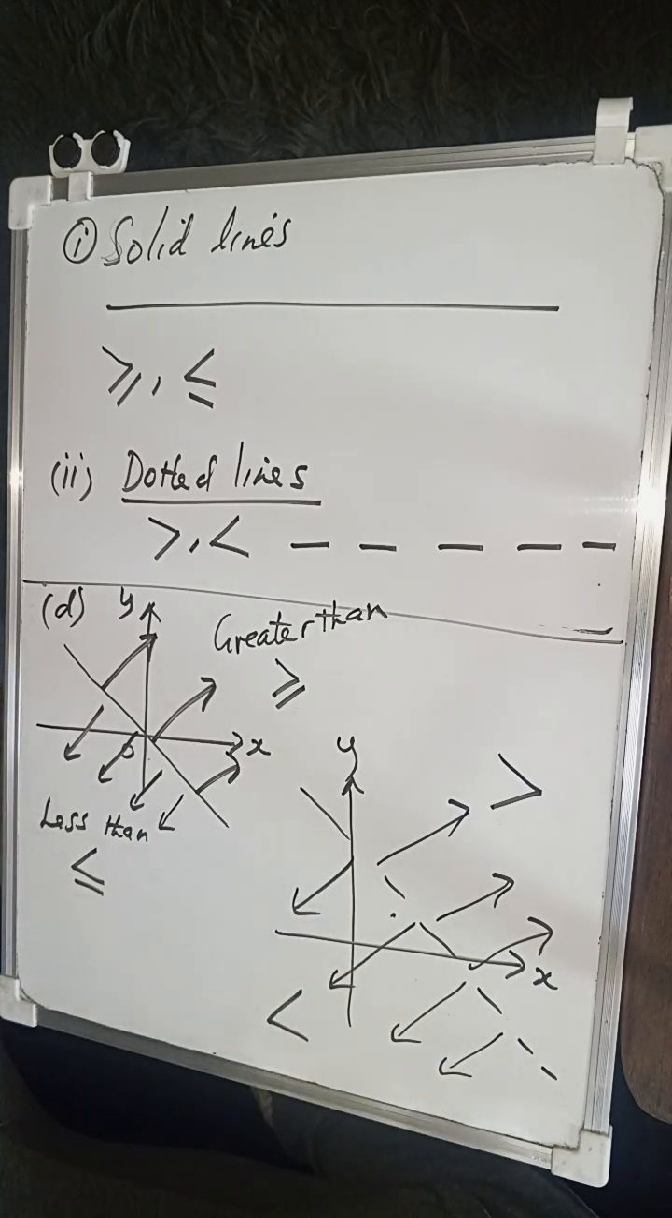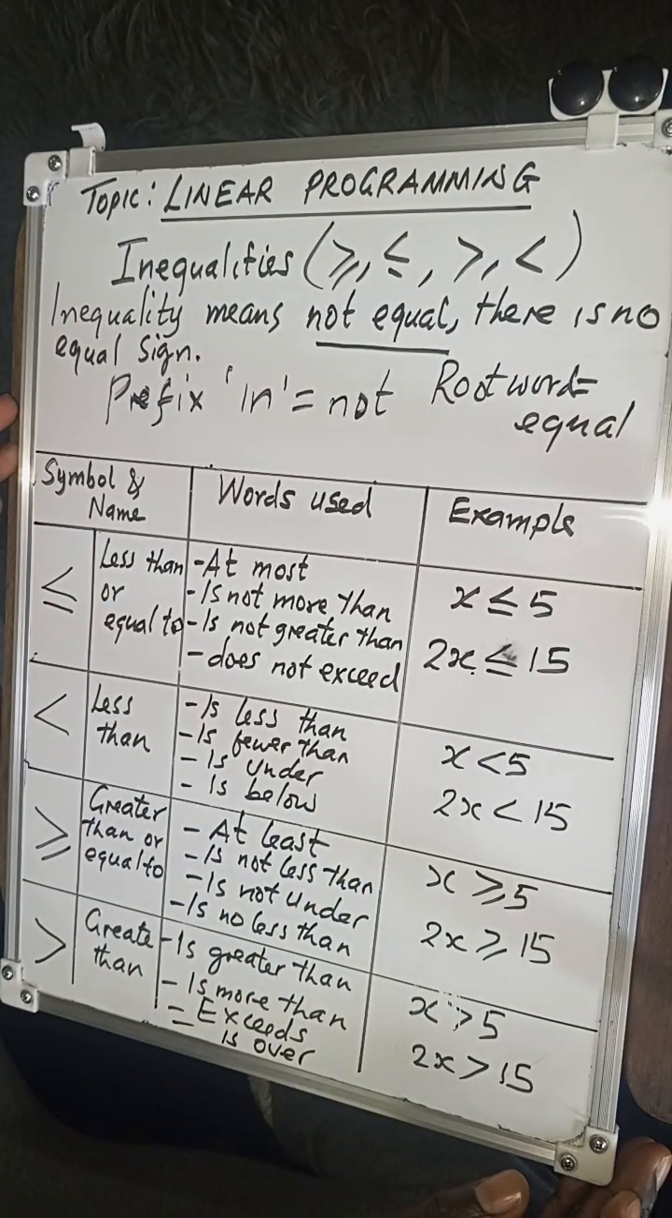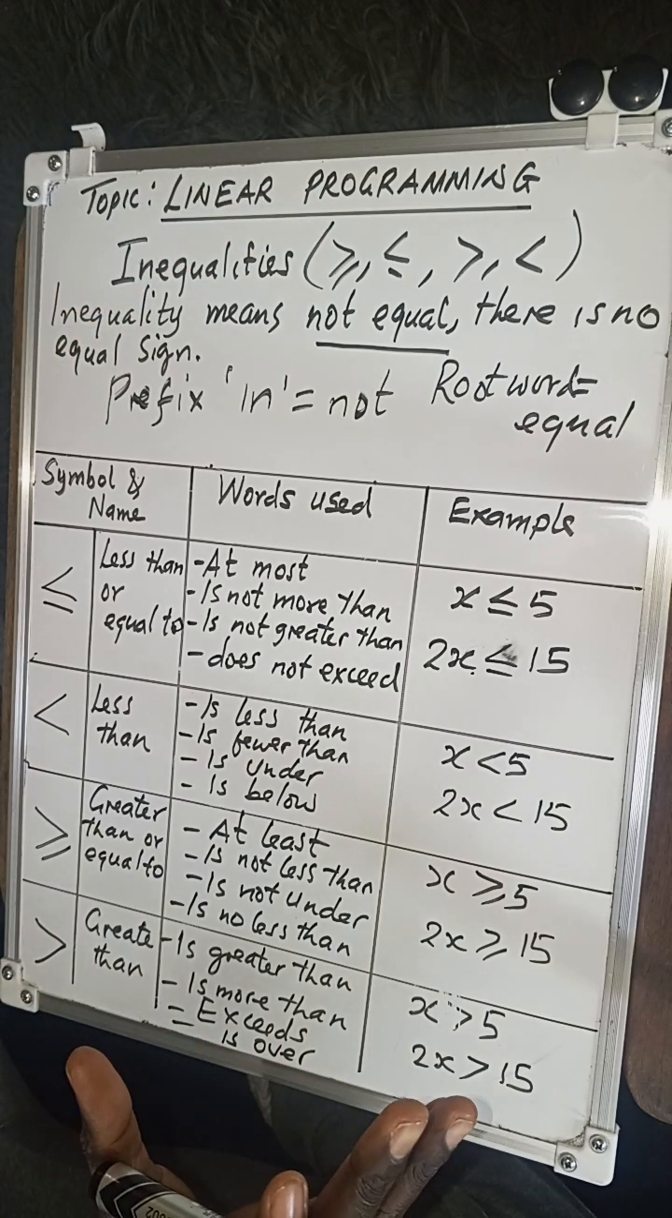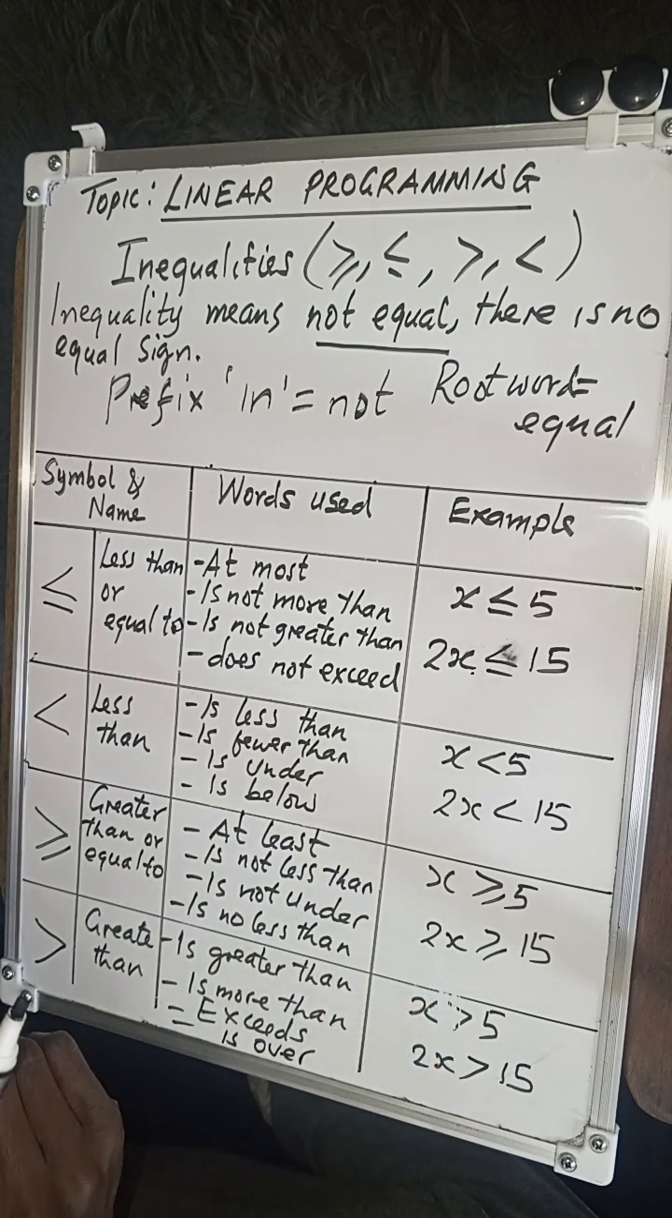So these are concepts that you need to remember under linear programming. And I can assure you, these concepts that I've talked about, together with the inequality symbols and their meaning, are what you need to remember in order to understand linear programming. I'm going to show you how you can use this concept to come up with inequalities and hence plot them on a graph. Please watch out for my next video.